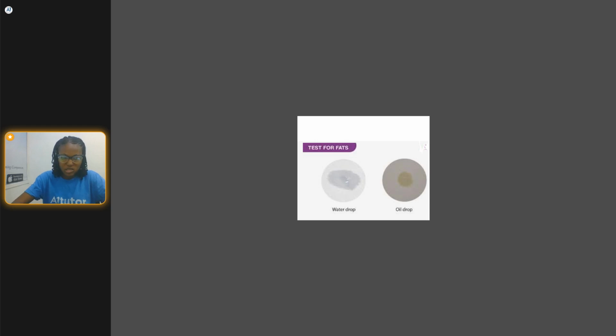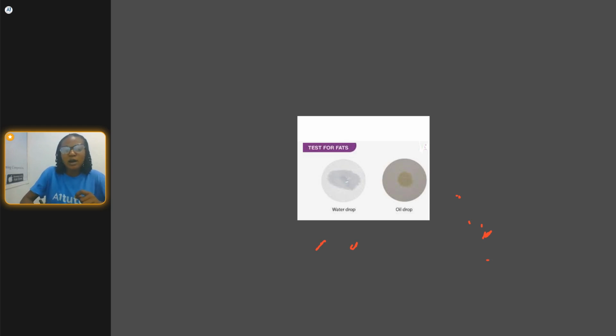You can see the oil. If you see oil on that filter paper, you already know that it is your fat and oil sample. As you can see, this is for a water drop, and this is an oil drop. So when you rub the sample on the filter paper and you see the oil, just as in this picture, it means that the sample is a fat. So that is how to test for fat.